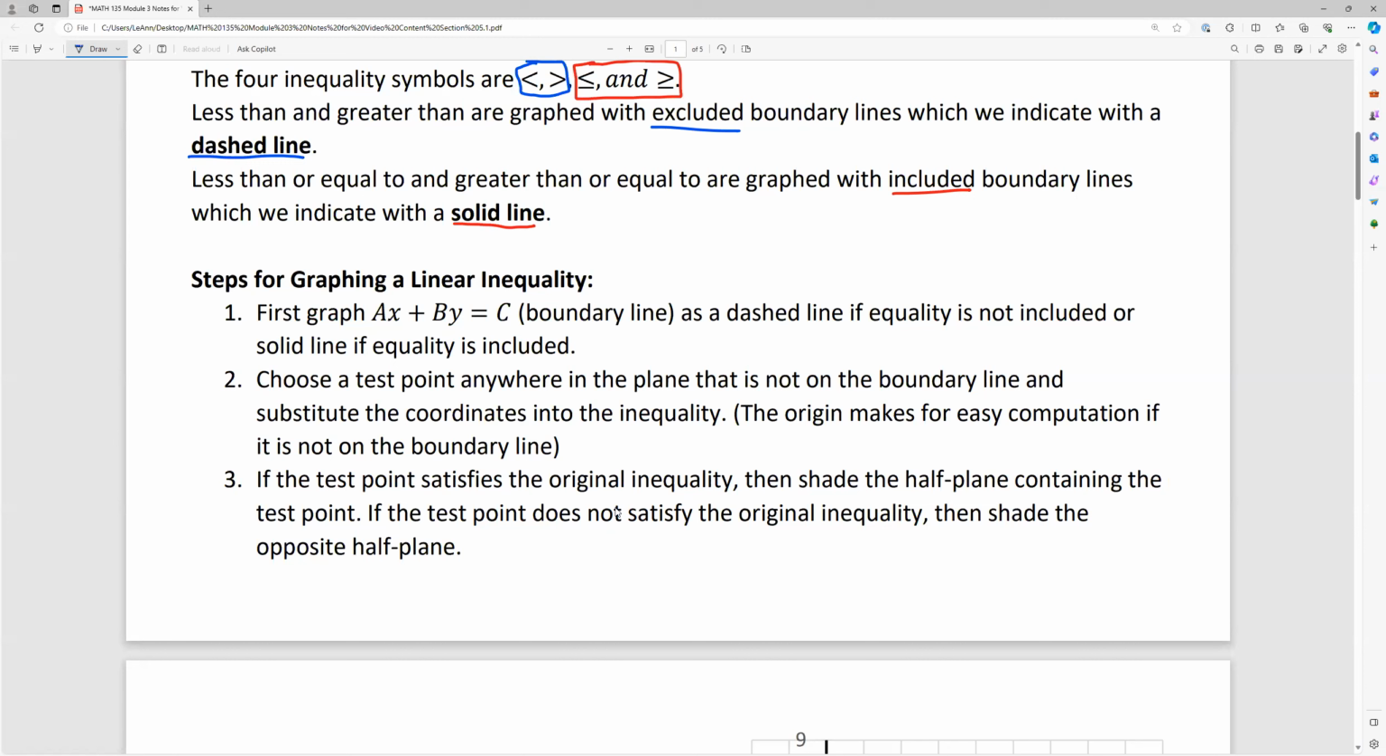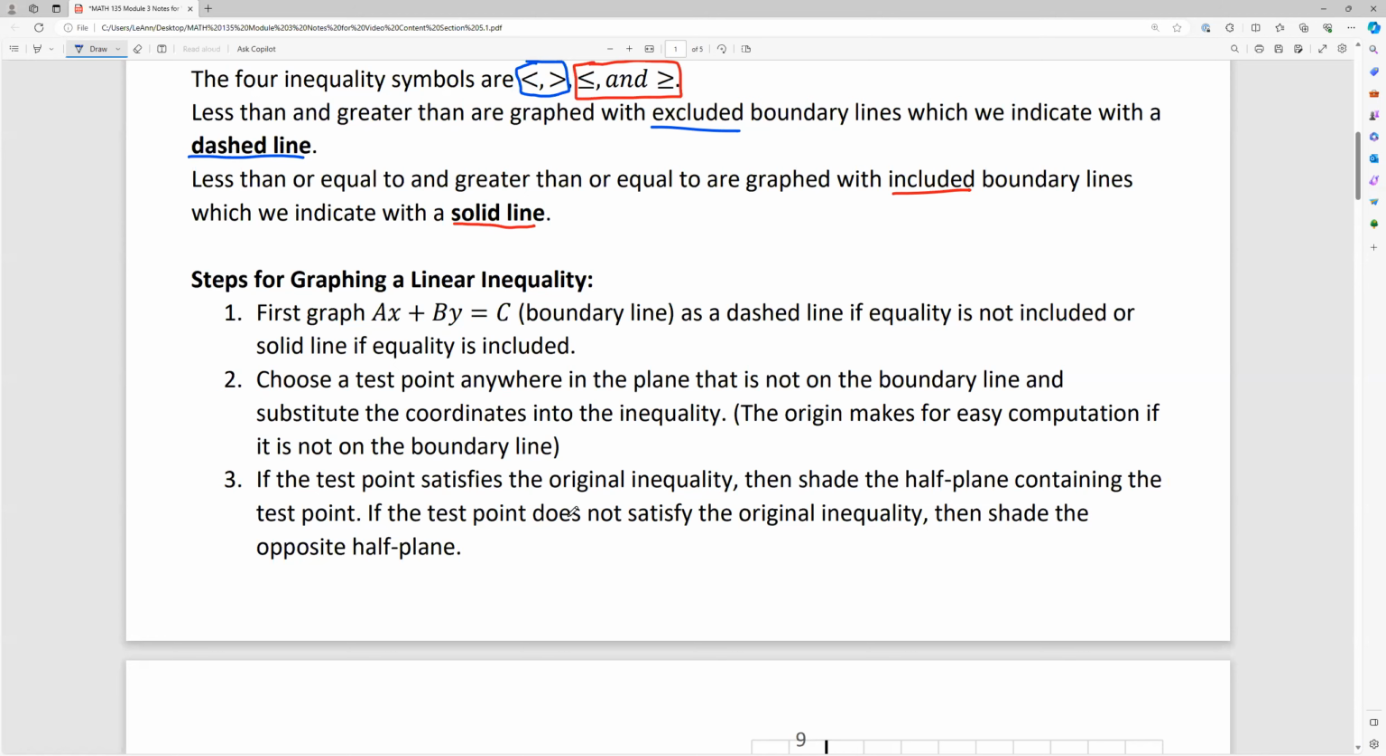Then we will choose a test point anywhere in the plane, so they mean in one of the half planes, essentially that is not on our boundary line. We're going to substitute those coordinates into the inequality, and then at step 3, we'll be making a determination about that. But the origin will make a really easy computation for you if it's available. That means it's not on the boundary line. So if 0, 0 is on your boundary line, you can't use it as your test point.